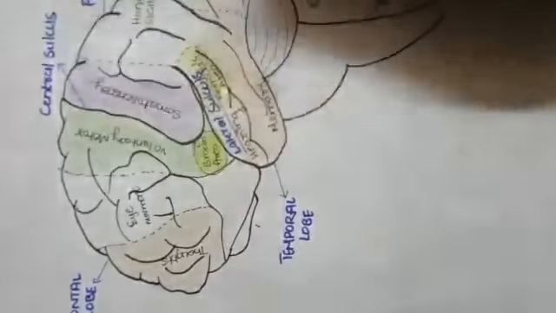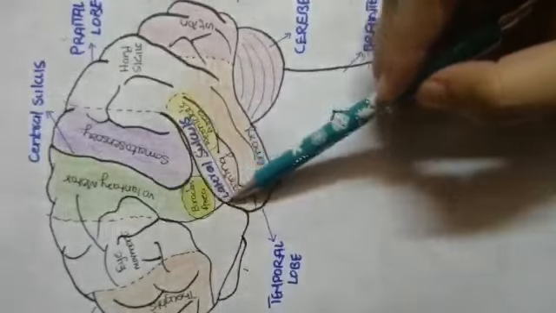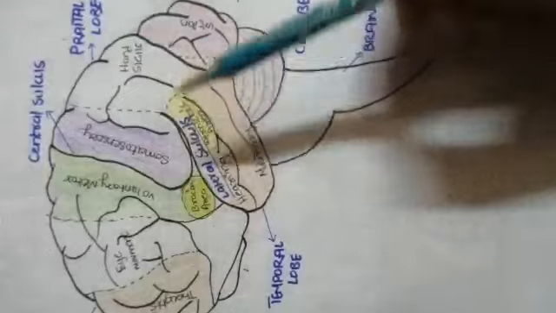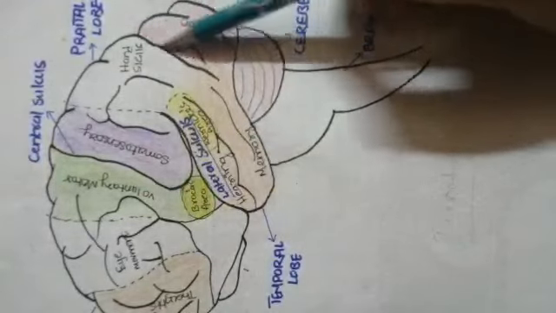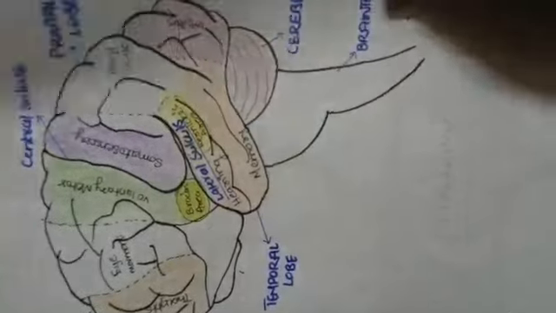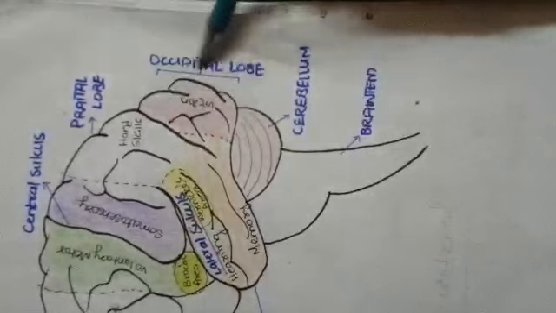The lateral sulcus divides the frontal and the parietal lobe from the temporal lobe inferiorly. And the parieto-occipital sulcus, this is the parieto-occipital sulcus, divides all the lobes from the occipital lobe that is present posteriorly. Here you can see this is the occipital lobe present posteriorly.